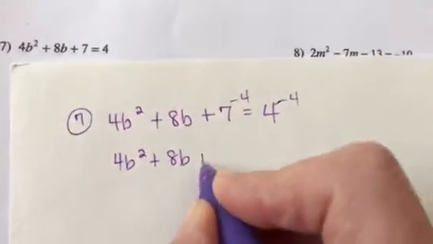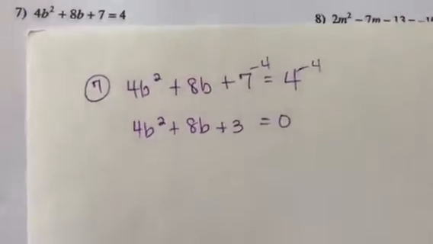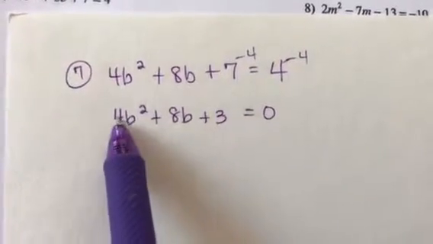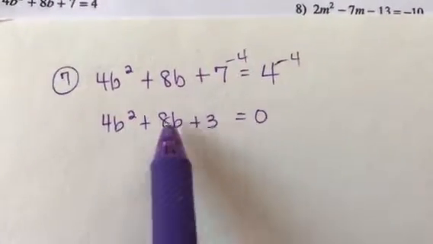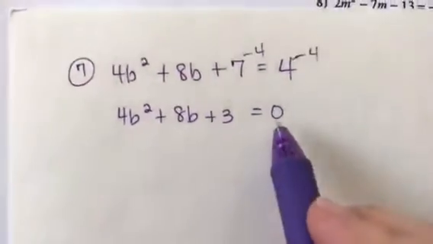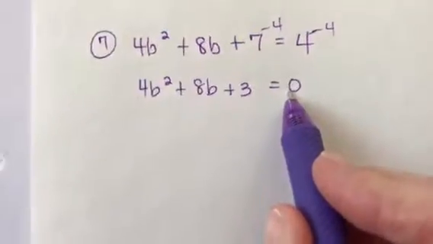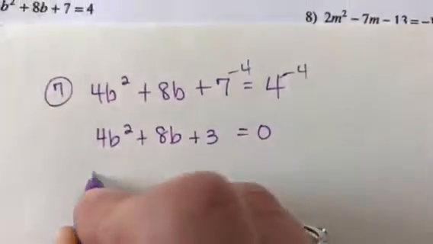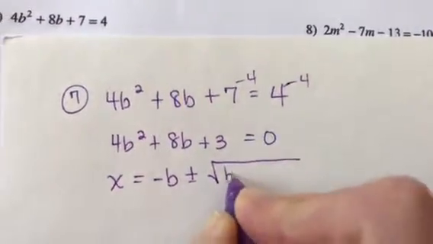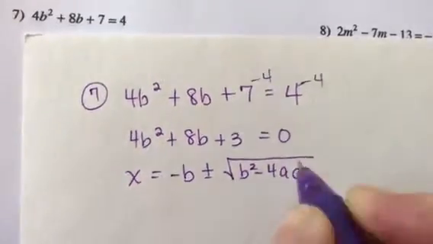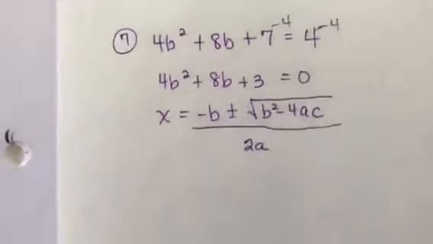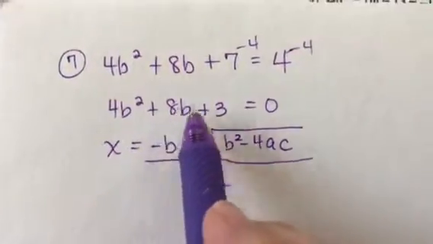7 minus 4 is 3. Okay, now by the way, the reason we don't factor these is because there are no factors of 12. Look, if you did the Lizzie method, there are no factors of 12 that add up to 8. Nothing nice, okay? So in order to solve this, we have to do a different method. So we're going to use the quadratic formula. So here we go. X equals negative b plus or minus the square root b squared minus 4ac all over, whoops, I slipped, 2a.